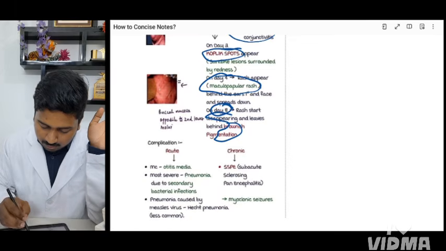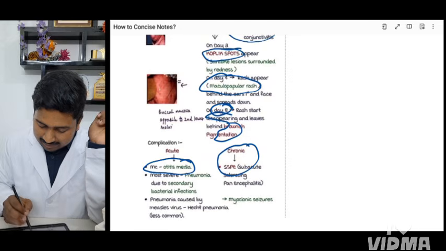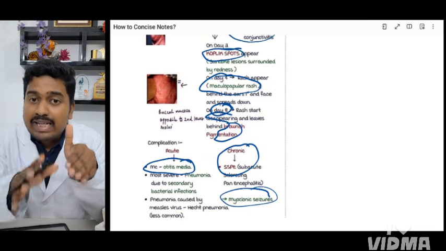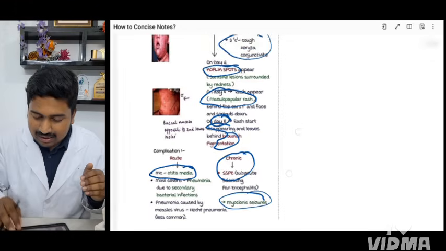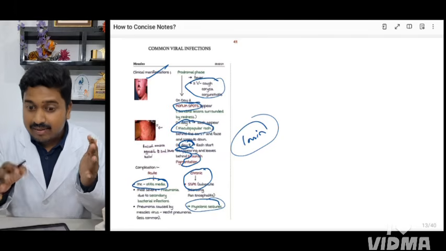Next, I will go just to chronic complication, which is SSPE. The most common acute complication is otitis media, and in SSPE we get myoclonic seizure. Done. I don't want more than this. This is more than high yield information that the coaching platform has given me. That is more than enough for me, and this will hardly take me 1 minute, not more than 1 minute. This is how you revise. This is how you concise.